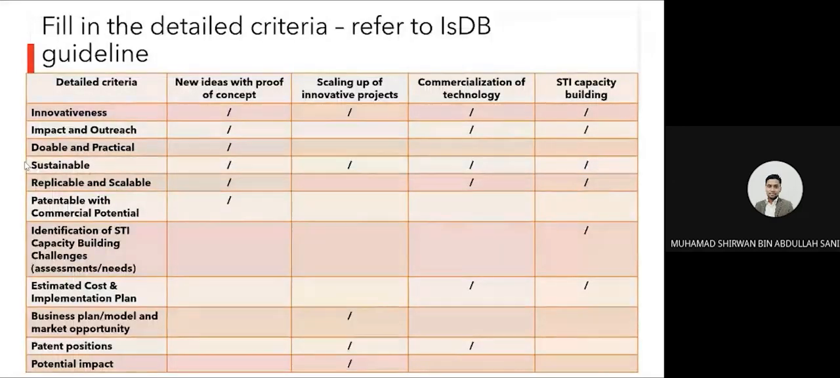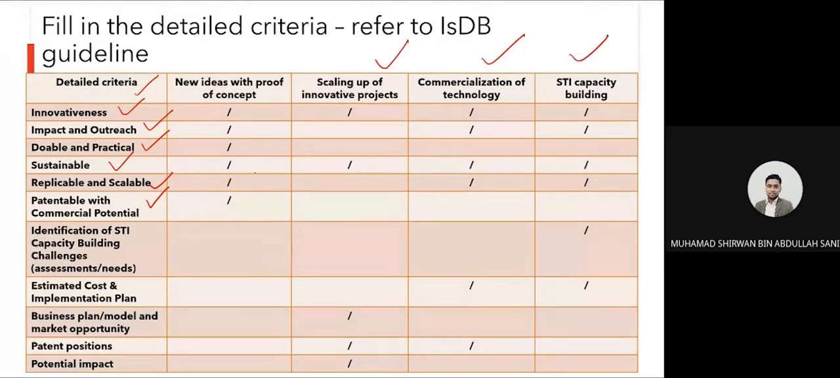So the next, different categories may need you to provide some explanation. This explanation can be categorized into different criteria. You can see innovativeness, impact and outreach, doable and practical, sustainable, replicable and scalable, and patentable and commercial potential. This one is for proof of concept. And then you can go for identification of STI, estimated cost and plan, implementation plan, business model, patent position and potential impacts. That will be different in what is needed or requested if you apply on different categories.